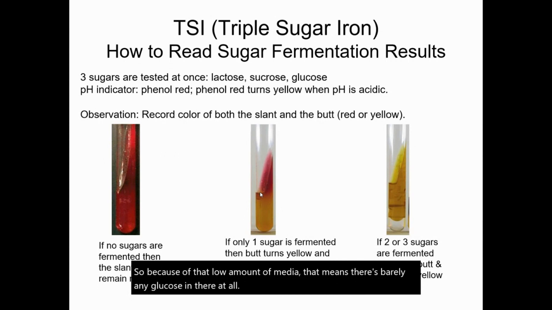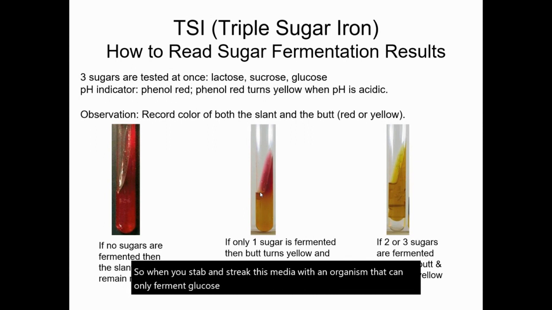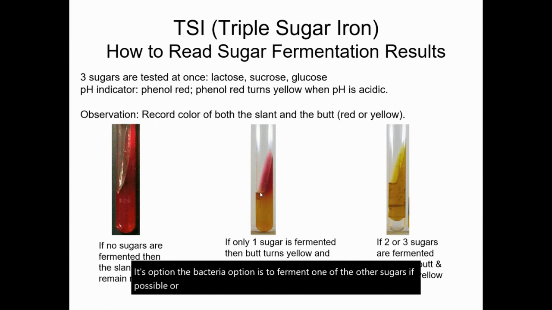So when you stab and streak this media with an organism that can only ferment glucose, okay, it's going to first ferment the glucose. That's always preferred. But once it runs out of glucose in the media, the bacteria's option is to ferment one of the other sugars if possible, or eat anything else in the media that it can to stay alive, right? It doesn't want to starve.